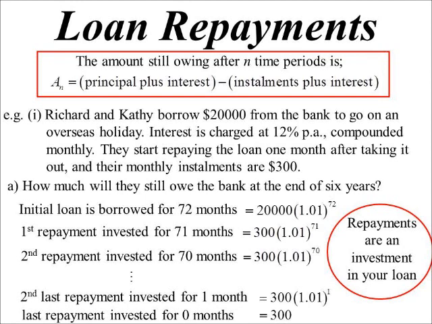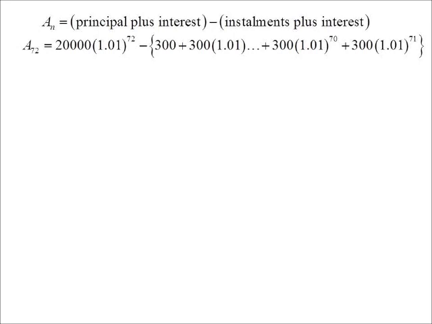Whereas my repayments, I'm now investing in the bank. And I'm going to give them money and say, hey, I want that same interest rate you're charging me. Once that balances and our investments are equal, the loan's paid off. That's the idea here. So once all my investments equal the bank's investment, so principal plus interest minus instalments plus interest is equal to 0, it's paid off.